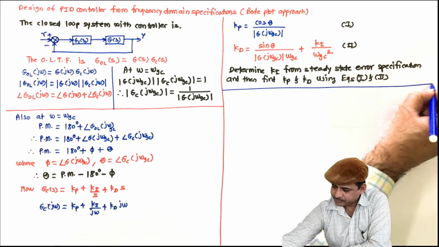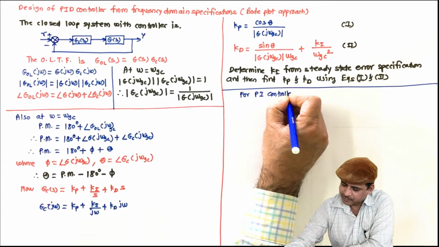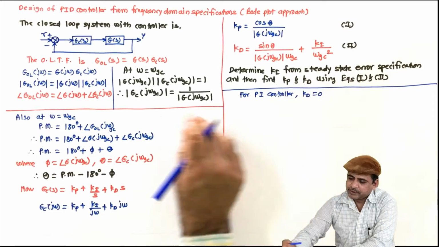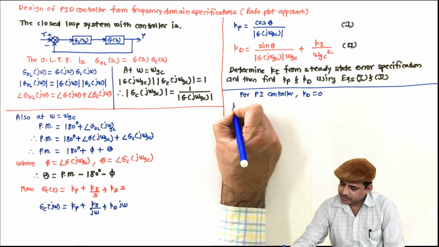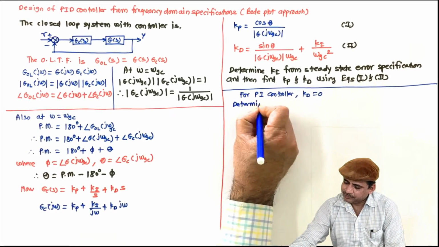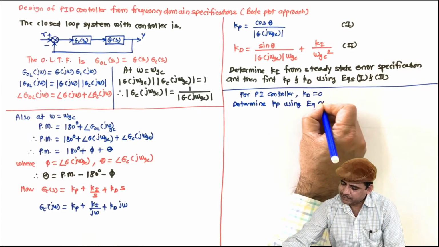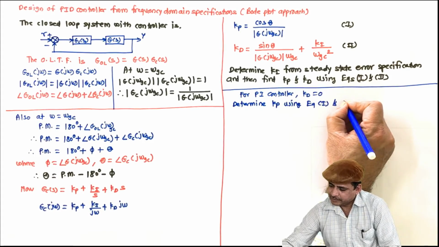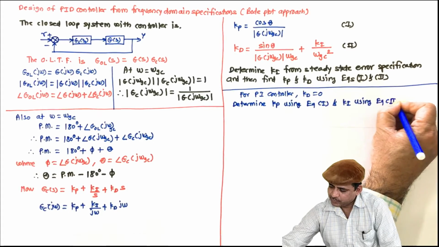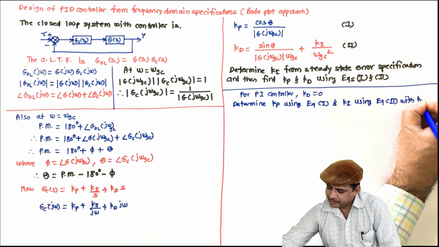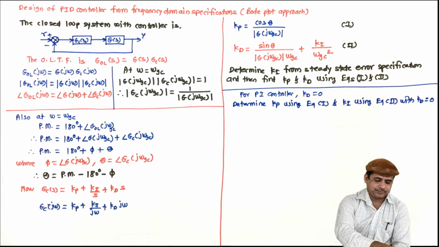So for the PI controller, Kd is equal to 0. Kp can be directly obtained. So determine Kp using equation 1 and Ki using equation 2 with Kd equal to 0. So substitute Kd equal to 0, all the values are known, find out Ki.